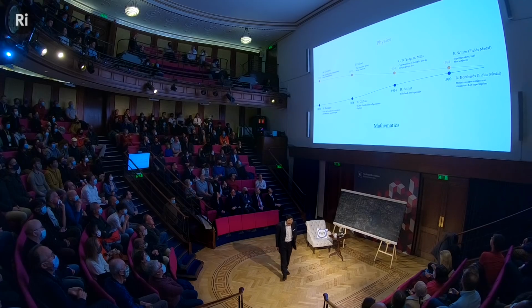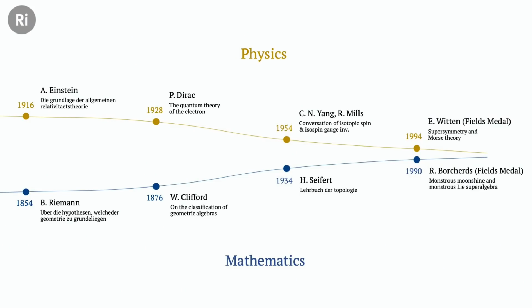In fact, if you plot these are the groundbreaking papers in physics. Einstein's general relativity, Dirac's quantum electrodynamics, C.N. Yang and Mills' theory of gauge theory. And these are the mathematical ideas which inspired them. General relativity was inspired by Riemannian geometry. The Dirac equation was inspired by Clifford algebra. C.N. Yang's work was inspired by Cartan and Seifert's work on topology. It's pretty clear what's happening. The distance between the two is convergent.